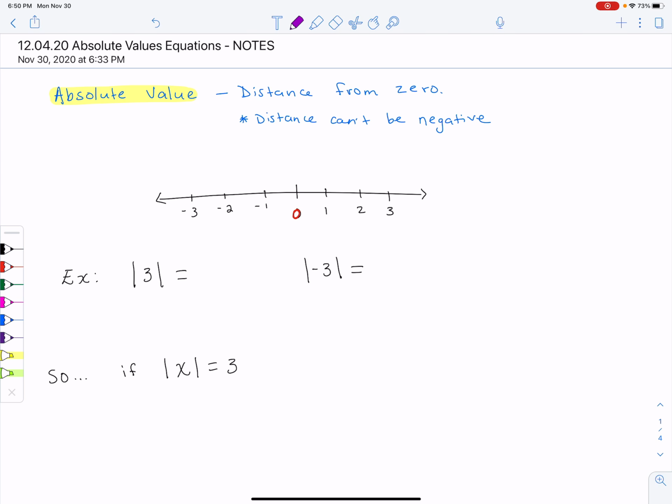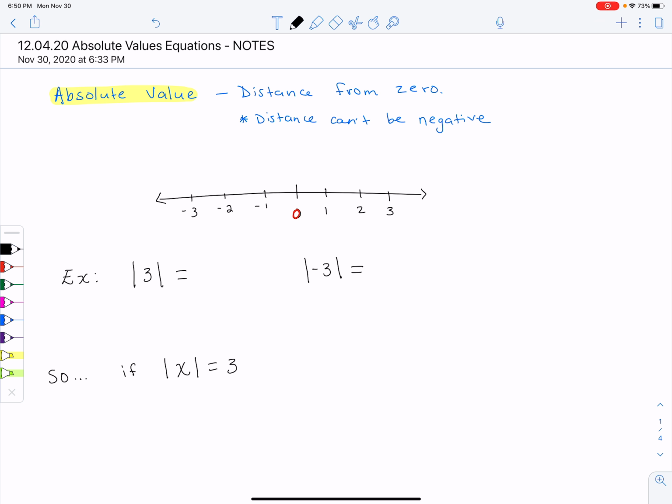Hello everyone. In this video we're going to cover solving absolute value equations. The good thing is we've solved equations a lot before, so this is a topic you're familiar with. The only difference is that now it's going to involve absolute value. Now let's review first what absolute value is.